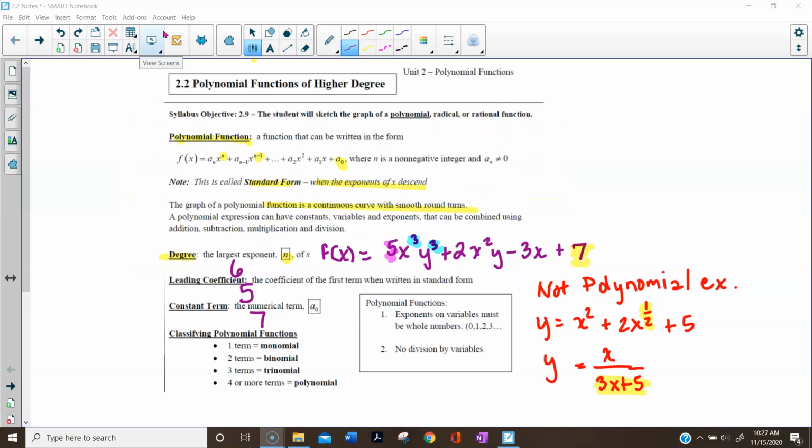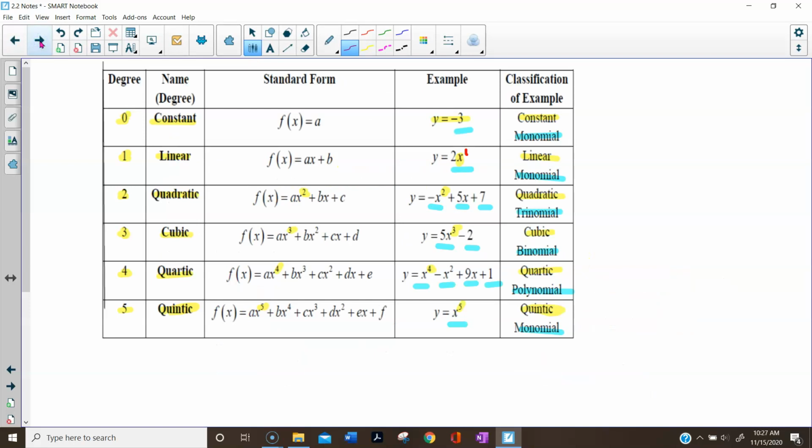3.2 polynomial functions of higher degree. I'll let you go ahead and look over this page in your notebook on your own. And then looking at the bottom part, these are names for polynomials. If you want to look over this chart, you'll remember some of this from last year.